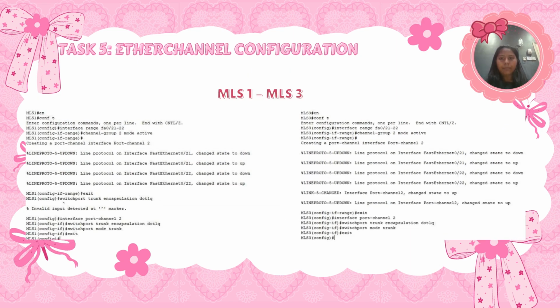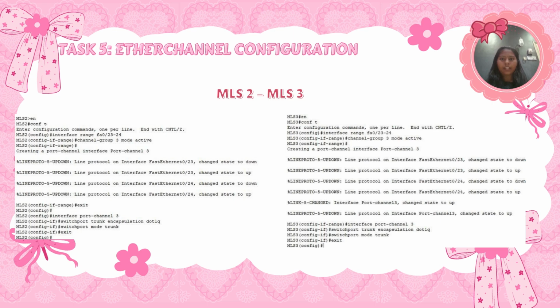The second part is connecting multi-layer switch 1 to multi-layer switch 3. The interfaces we chose for this connectivity are FastEthernet 21 to 22, with channel-group 2 mode active. The protocol we used is LACP, and then we created interface port-channel 2, and the next commands are switchport trunk encapsulation dot1q, switchport mode trunk, and we exit.